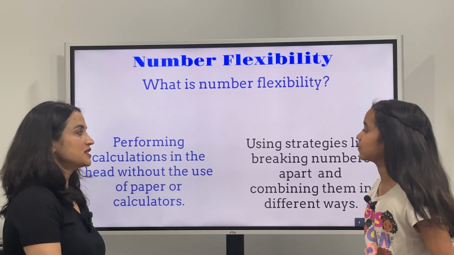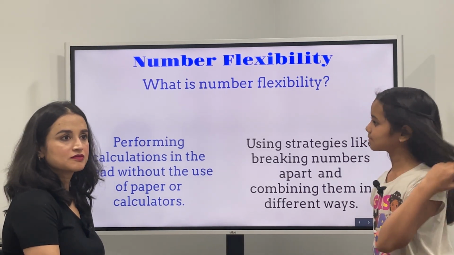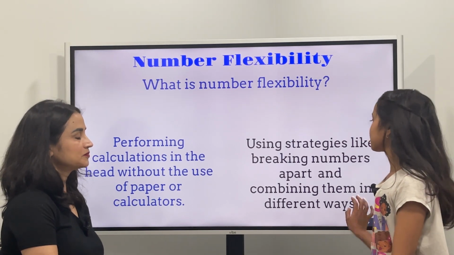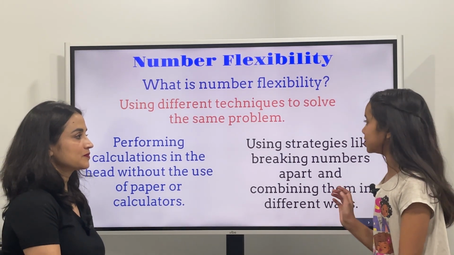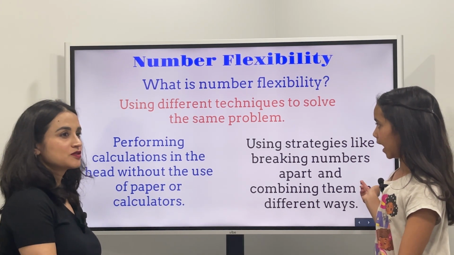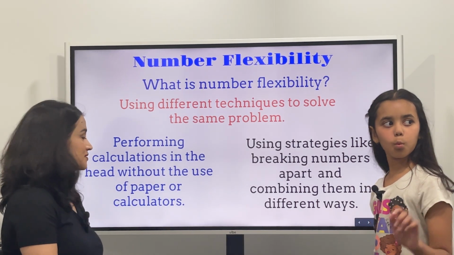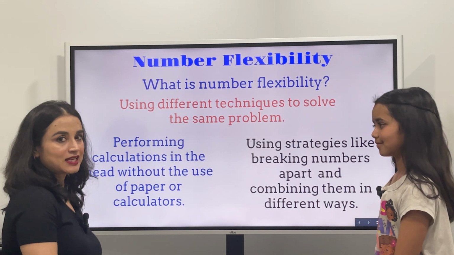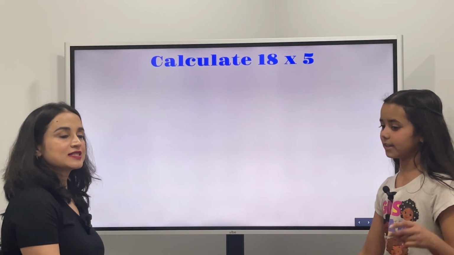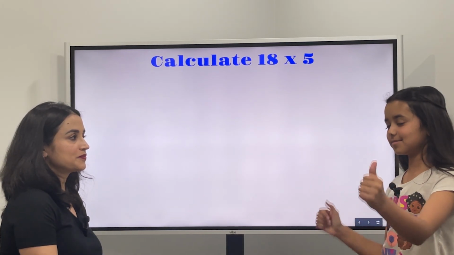Flexibility: using strategies like breaking numbers apart and combining them in different ways. Not one way, but different ways. Using different techniques to solve the same problem. So being a little bit creative, using a different way, and without using paper and calculator is called number flexibility. Calculate 18 times 5. So, practice time.